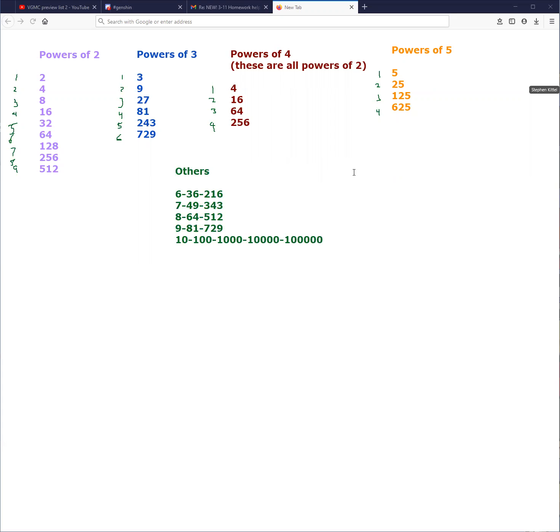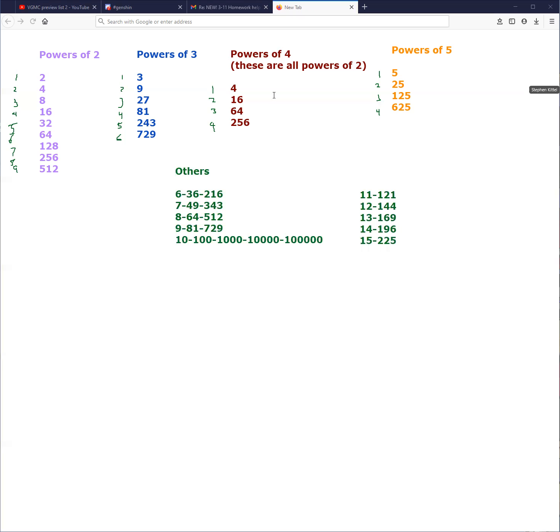And then we want to talk about squares. 11, 121, 12, 144, 13 is 169, 14 is 196, 15 is 225. You probably don't need to know your squares past 15, but these are numbers that I expect you to possibly see in this style of question.